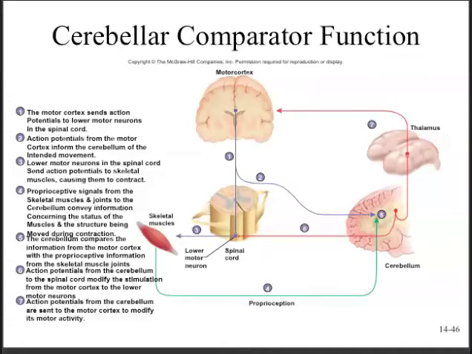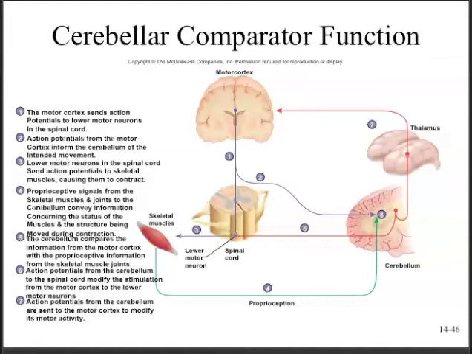We send that information to the motor association area, which talks to the basal nuclei and the cerebellum. The motor association area also sends information to the primary motor cortex, which is going to send information down via the pyramidal tracts to the lower motor neurons. But along the way, the cerebellum is going to compare what we're doing via proprioceptive and vestibular information with what we intend to do. So the motor cortex sends the action potentials to the lower motor neurons in the spinal cord.